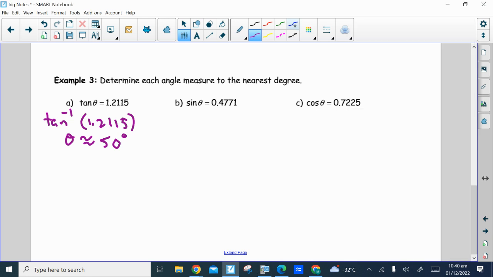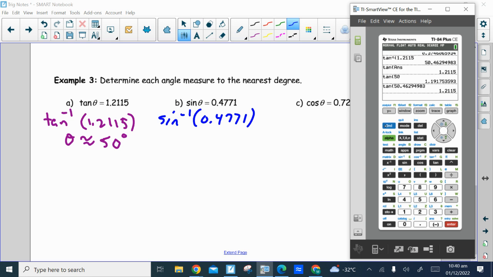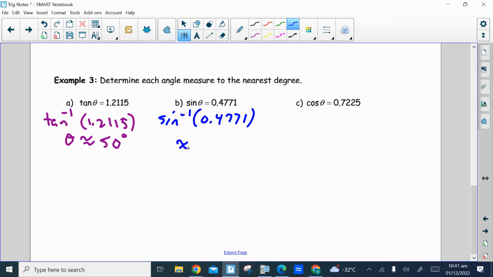So for question B, you're told the sine of theta is that decimal. To find out what theta is, you have to go second function sine. You got to go sine to the negative 1 of that decimal. And when you do that, it'll tell you the angle theta such that the sine of that angle equals 0.4771. So second function sine of 0.4771. So to the nearest degree, that would be 28 degrees.